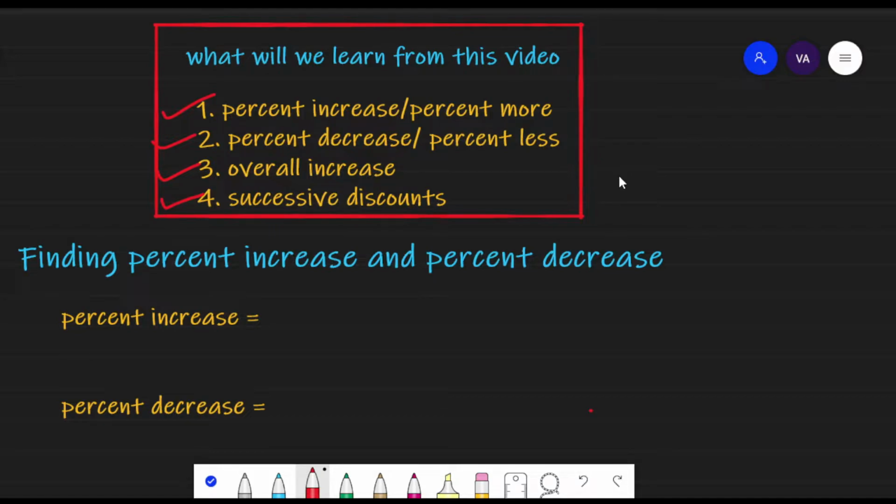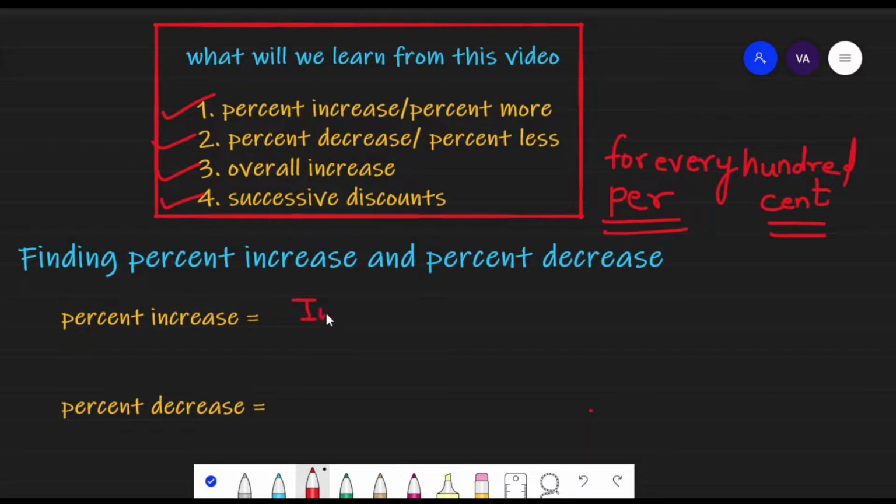So let's see what we mean by percent. Percent means for every 100. Per means for every and cent means 100. So whatever the value, if we find a number per 100 of that value, then that number is known as percent or percentage.